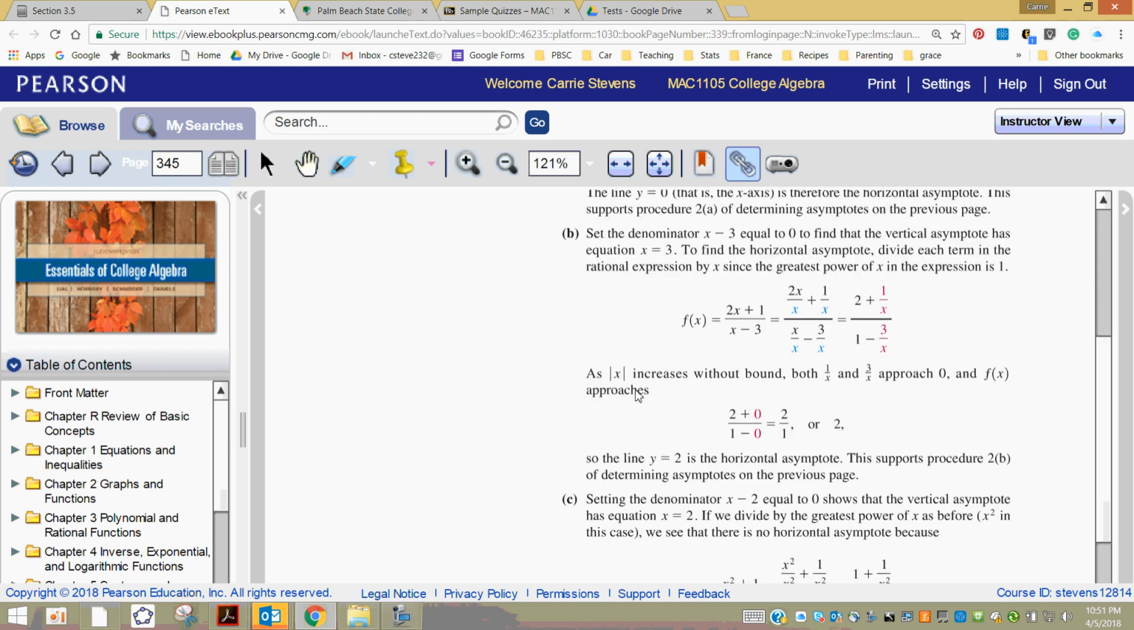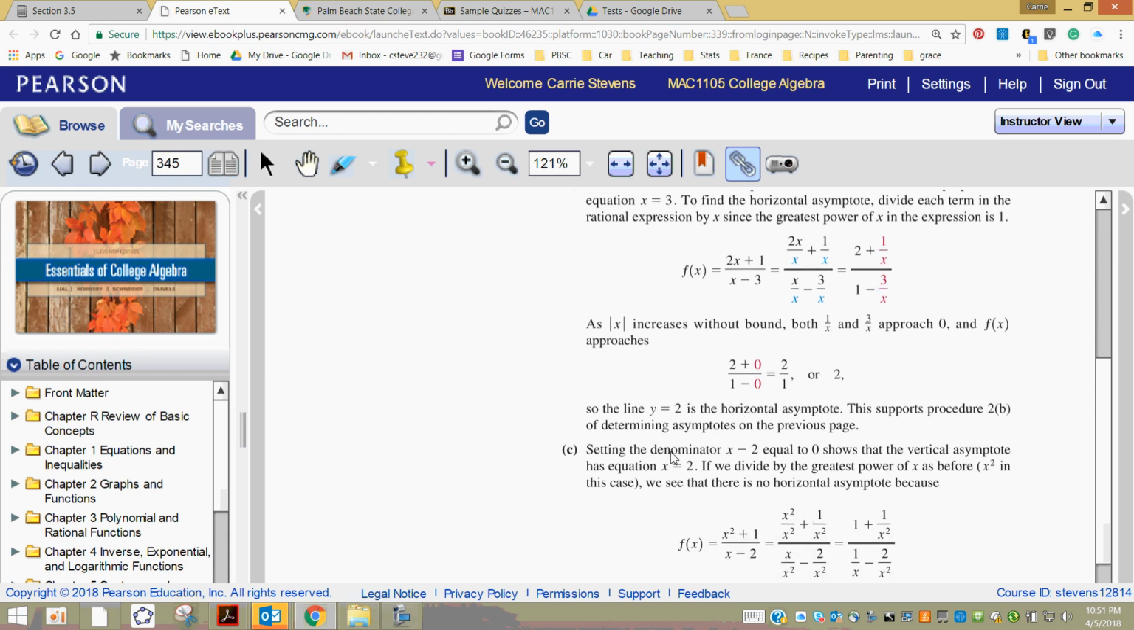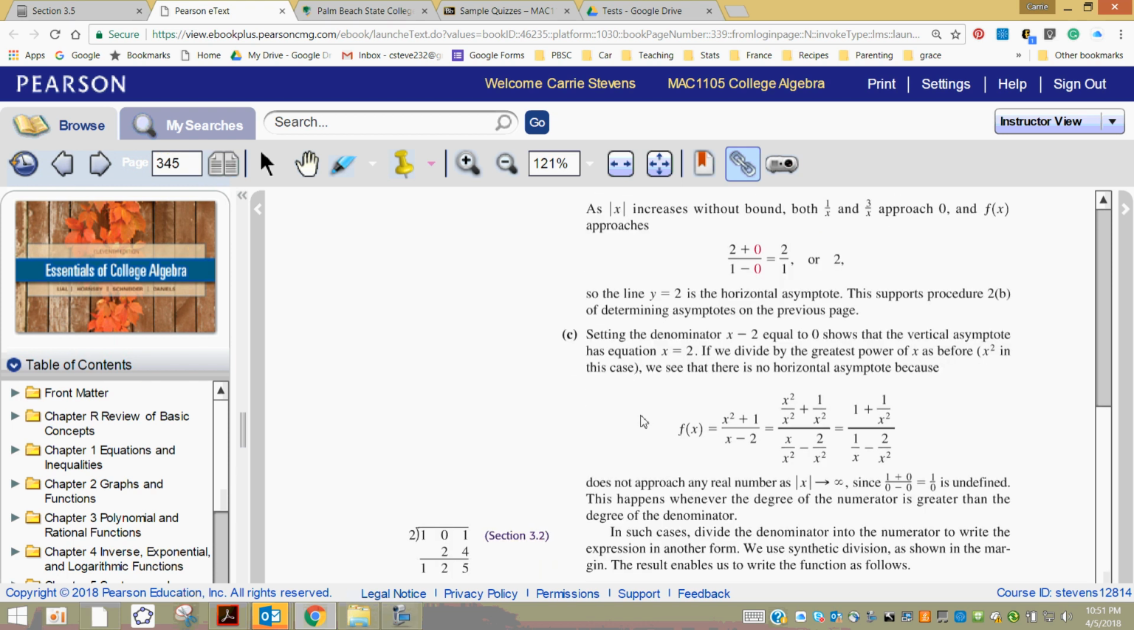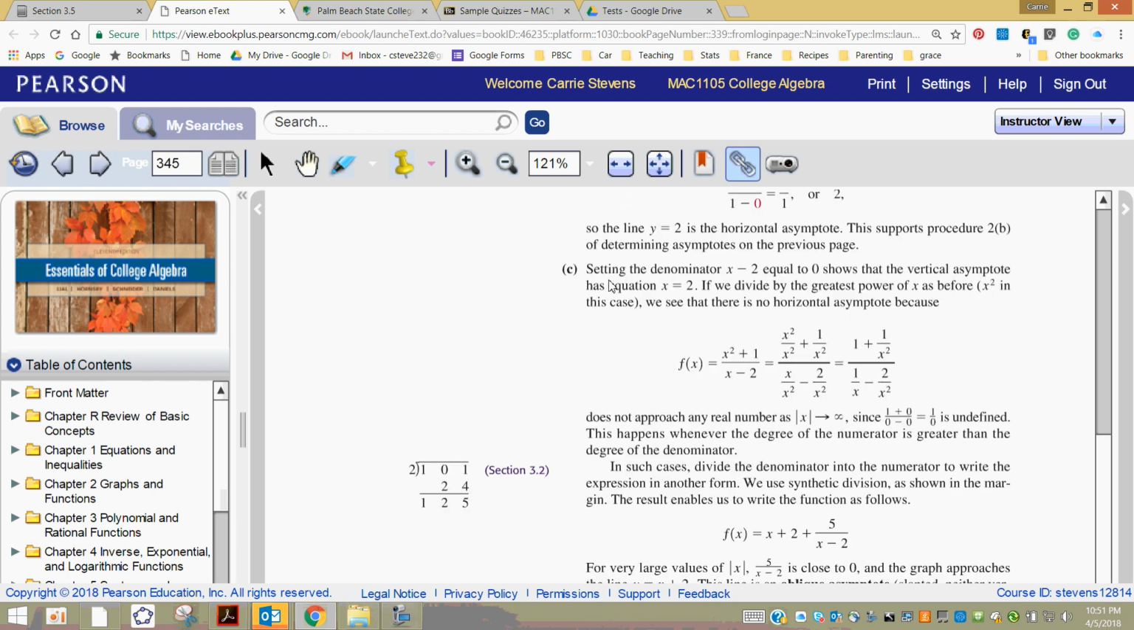Okay, yeah. So here's your horizontal asymptote at 2. Now they showed it out doing the division, which explains why this is a fact that actually holds true. If you do the division, you end up with 2/1 when you disregard the remainder. So then setting the denominator x minus 2 equal to 0 shows the vertical asymptote at the equation x equals 2.